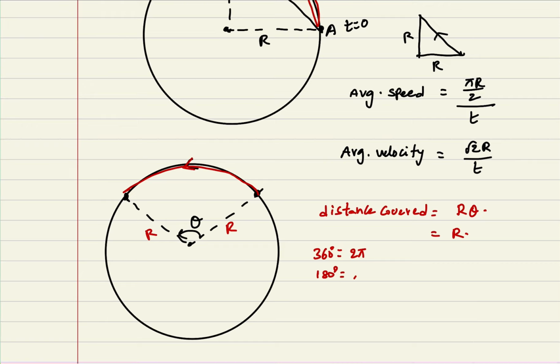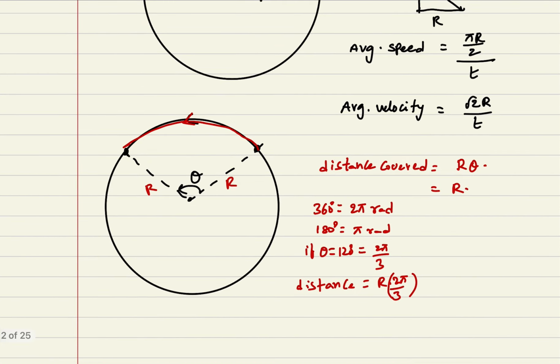So we can write any angle like 180 degrees is equal to pi radian. As per the question, whatever the theta is there, if theta is equal to 120 degrees, we can write it as 2 pi by 3. If it is 2 pi by 3, the distance value can be written as r into 2 pi by 3.